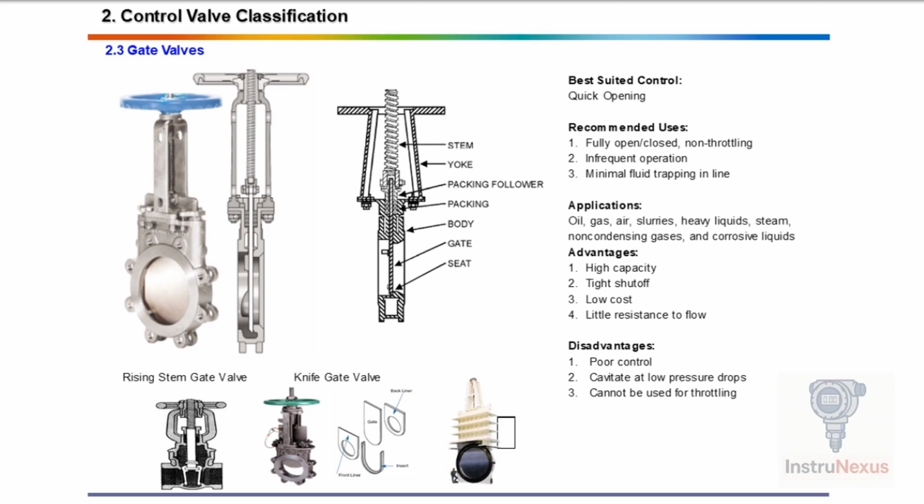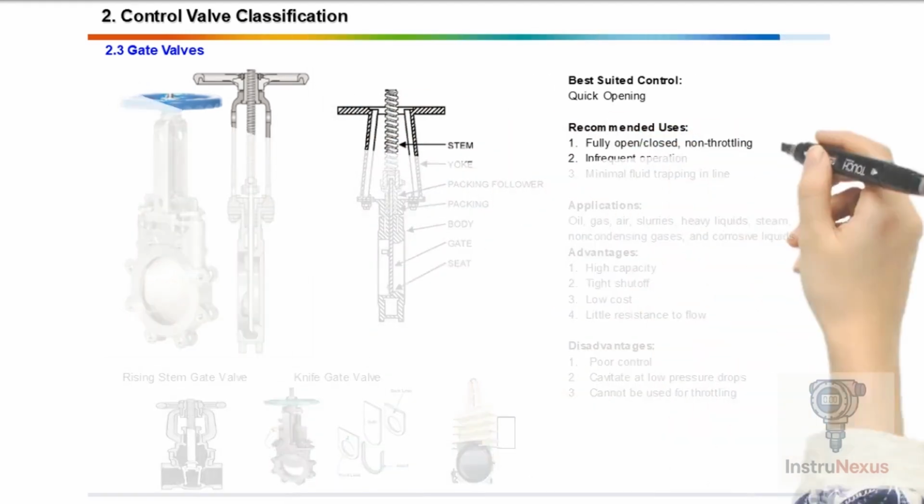Gate valves offer several advantages. 1. They provide high flow capacity due to minimal obstruction when fully open. 2. They ensure a tight shutoff, making them suitable for isolation. 3. They're generally low in cost, especially in larger sizes. 4. And they introduce very little resistance to flow, which reduces energy losses in the system.